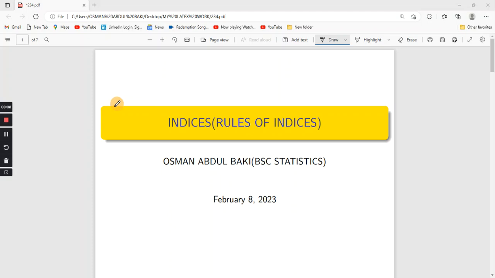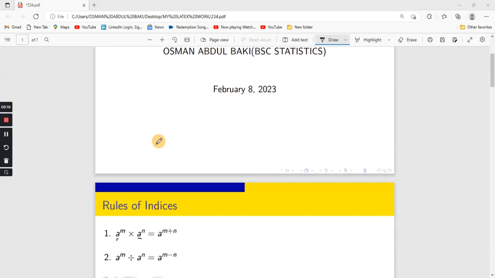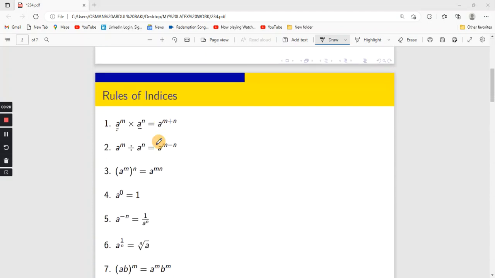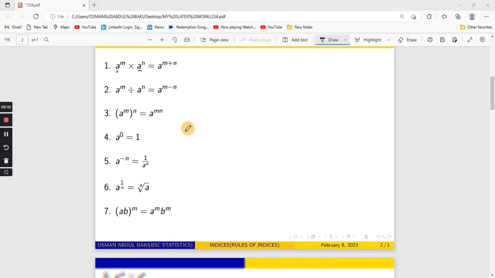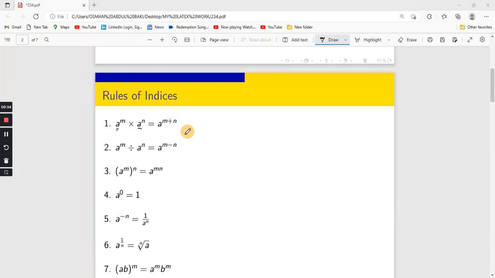Today, we would like to talk about indices. That is the principle, rules, and properties of indices. So, without wasting much time, we would like to go straight to the properties. We have 8 properties, and if you would like to know more, you have to go through some of the books or go online and do more research about it. But these are the main properties that I would like you to know.